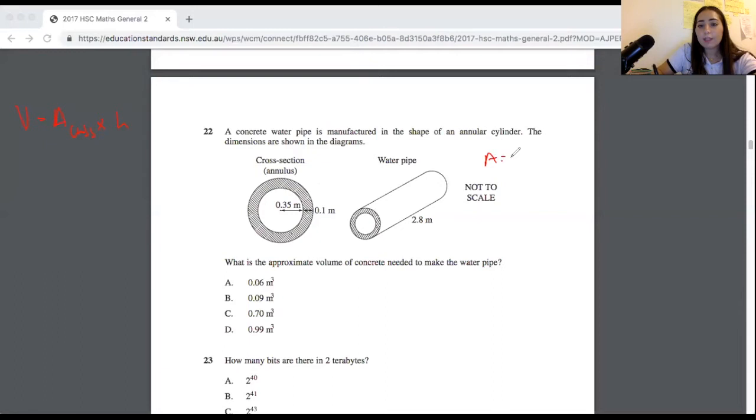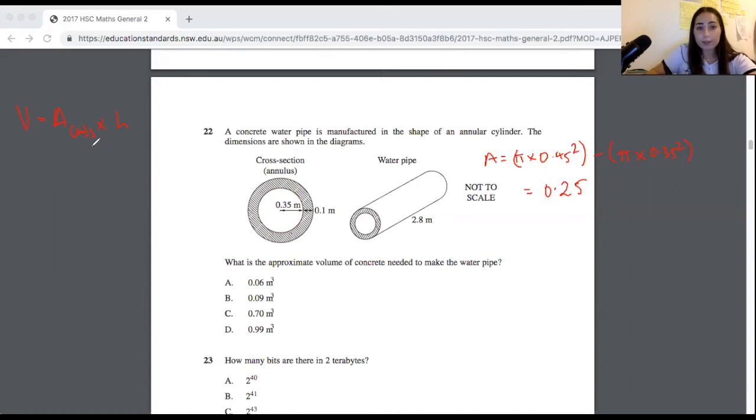So the area of the largest circle is pi times the radius squared. The radius of the largest circle is 0.35 plus 0.1, which is 0.45. We square that, and we subtract the area of the smaller circle, which is pi times r squared, and the radius of the smaller circle is 0.35. So that gives me a reading of 0.25. So that gives me the area of this annulus over here.